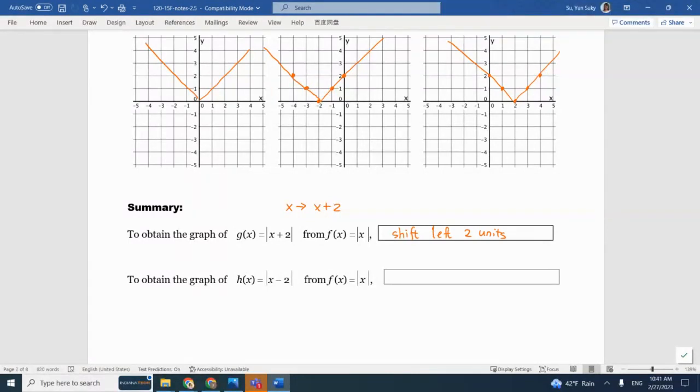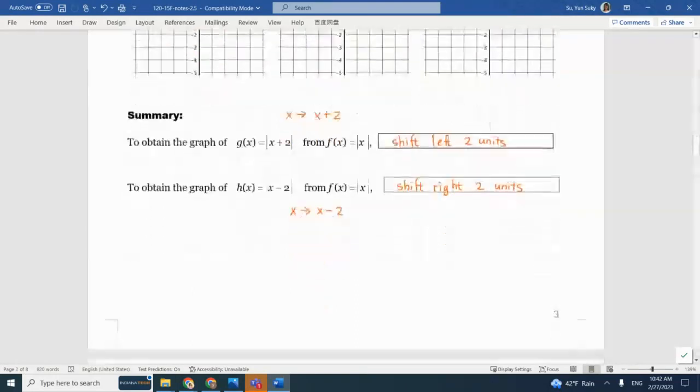So keep in mind, positive, when you add a number, left. Positive left. Then negative will be the right. So shift right 2 units. Plus left, negative right. Okay, so keep that in mind.